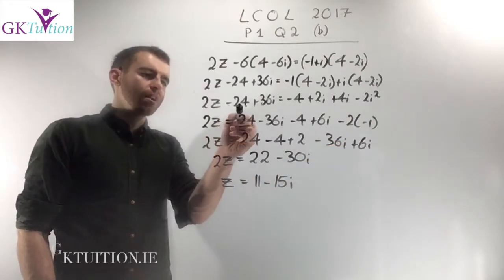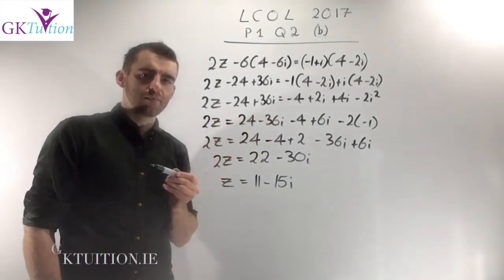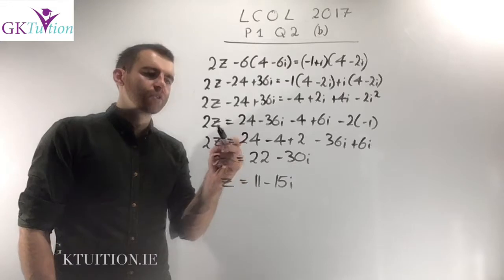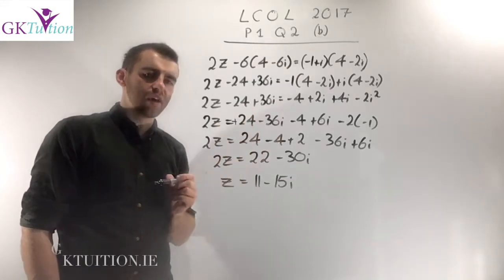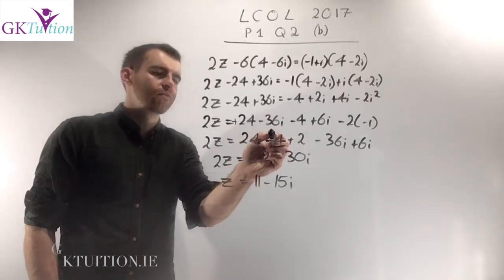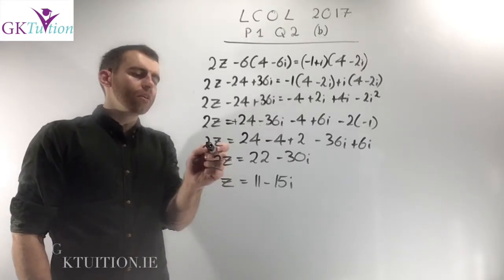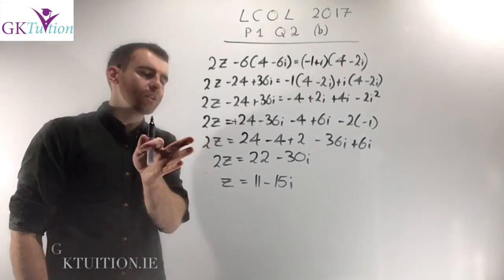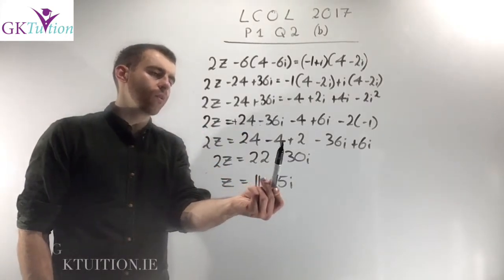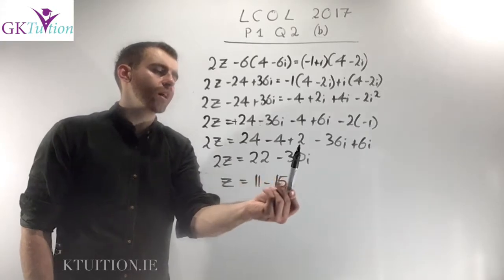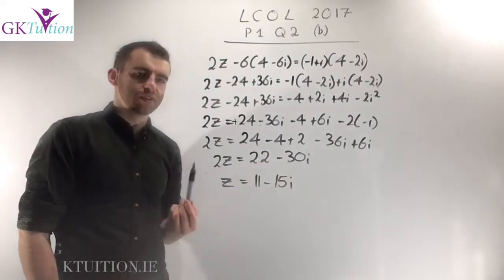I had a minus 24 and a plus 36i on the left hand side, and I decided to isolate my z. So I add 24 to both sides and I end up with a plus 24 on the right hand side. I had a plus 36i on the left, so I subtracted 36i from both sides and I end up with a minus 36i on the right. On this line I'm still leaving my 2z on its own on the left, and I'm just grouping the real numbers. I have a 24, I have a minus 4, and minus 2 multiplied by minus 1 adds up to plus 2. And then if I group the i's, I have a minus 36i and a plus 6i.